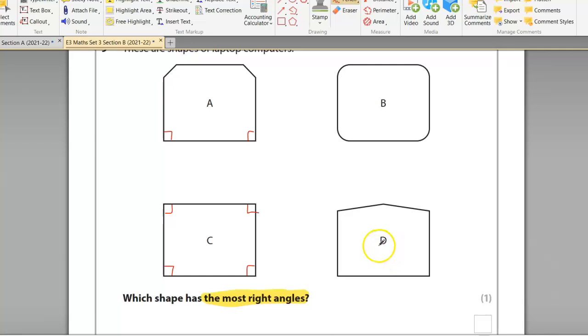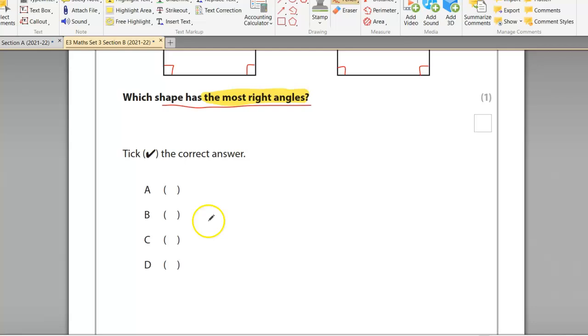And what about D? So on shape D, we've got one here, and we've got one here, but we haven't got any more. At the top, we haven't got any right angles there. So we've got two on this one, we've got none on this one, we've got four on this one, and we've got two on this one. So the shape that has got the most right angles is shape C. So we need to tick C here.